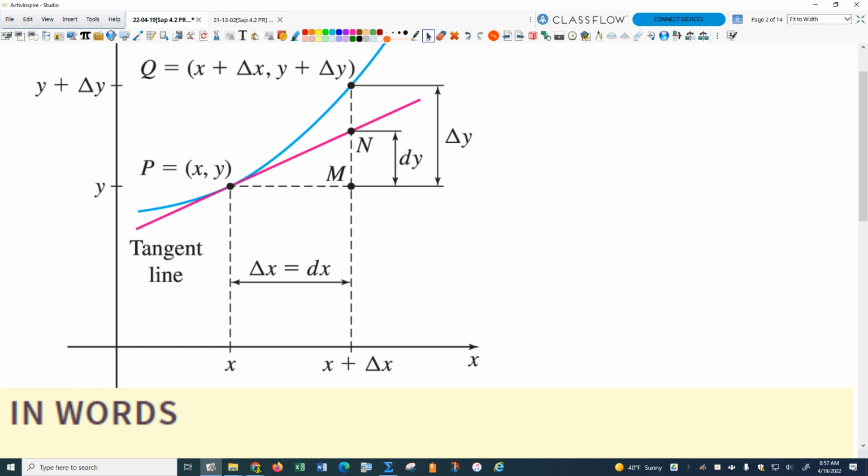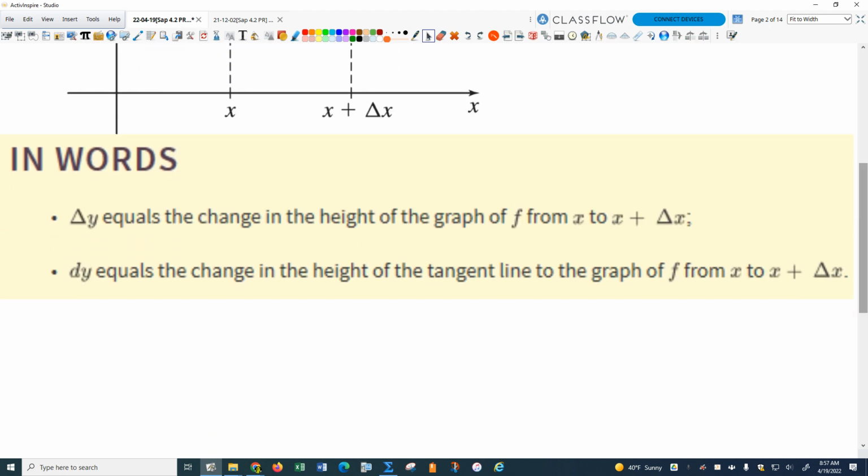Okay, we'll keep plugging ahead, and I think it'll start to become more clear here shortly. So delta y we're going to say is the actual change in the function. dy is the change in the tangent line, right? Which is going to be our approximation to the function.